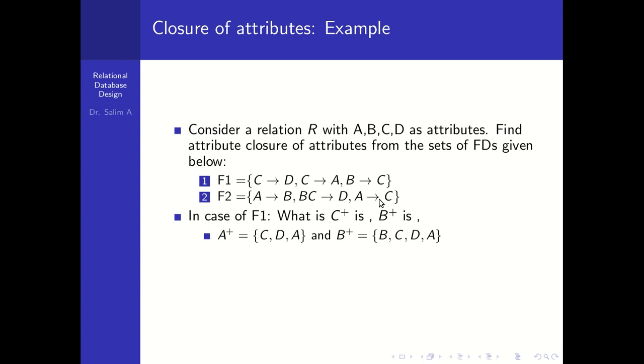Then because of A, C will also be added. Now it contains A, B, C. Because BC is in the closure set and BC is a left hand side for this FD, D will also come. Therefore, A closure will have A, B, C and D. What about BC closure? BC closure is BC and D, and about BC and D, nothing more. Therefore, BC closure is BCD only.